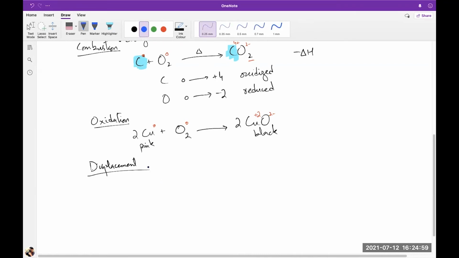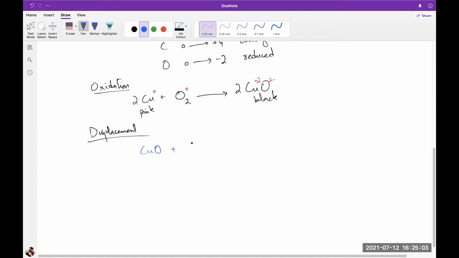So for example, we have copper oxide and it reacted with hydrogen. And this is usually done to purify copper. Okay. So what happens here? Hydrogen is more reactive than copper. So it reacts and forms hydrogen with oxygen. So that's water. And copper is left over.